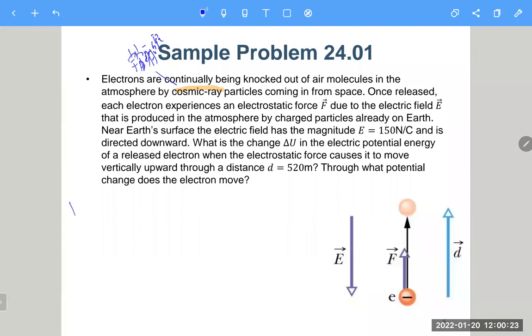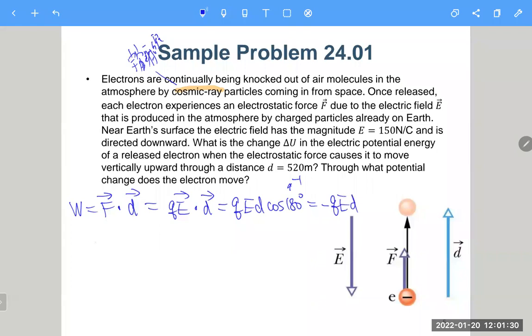So here we have W equals F dot d. I think you should know it when you learn mechanics in physics one. So F will be QE. This is what we have done in chapter 22, and then dotted with d. Q we just keep as q, and then here we have E pointing downward and d pointing upward, so it should be E times d cosine of 180 degrees. So this one should be negative 1, which will be negative QEd.